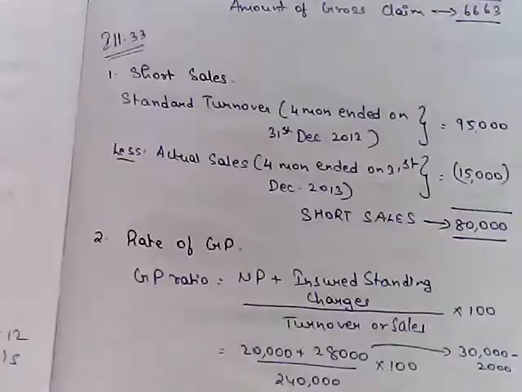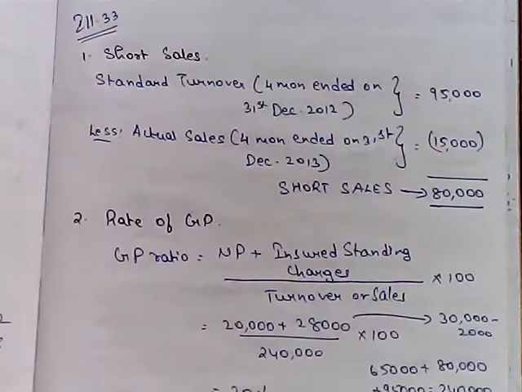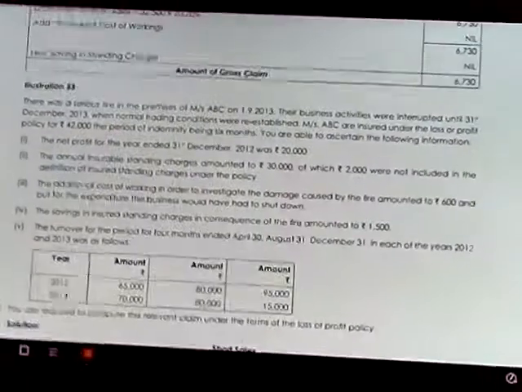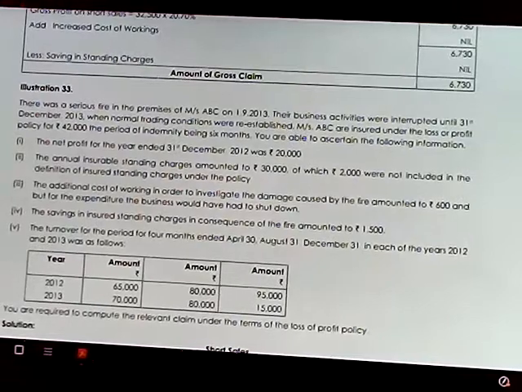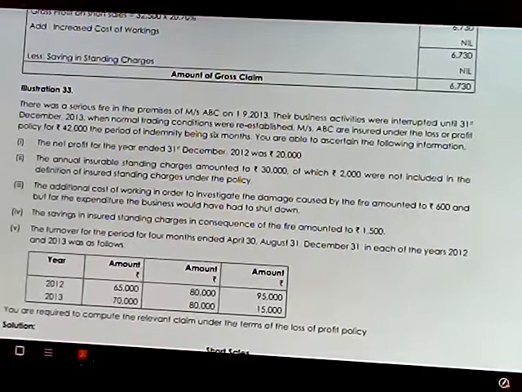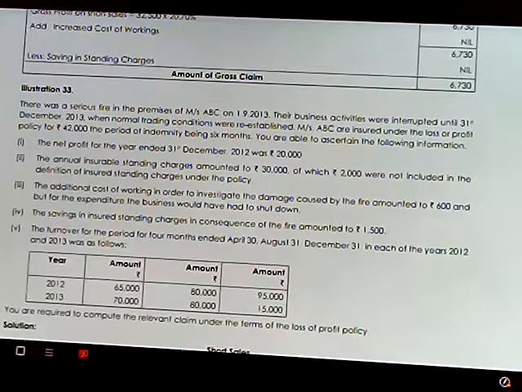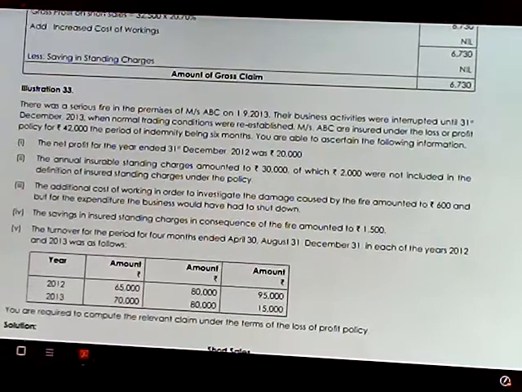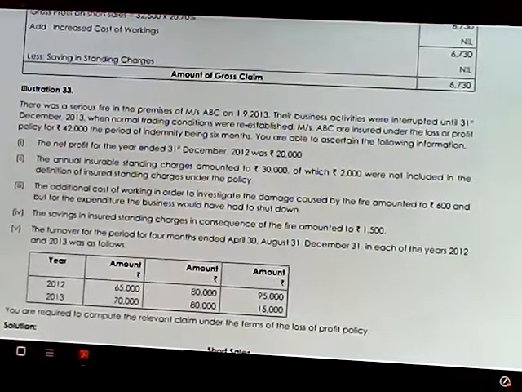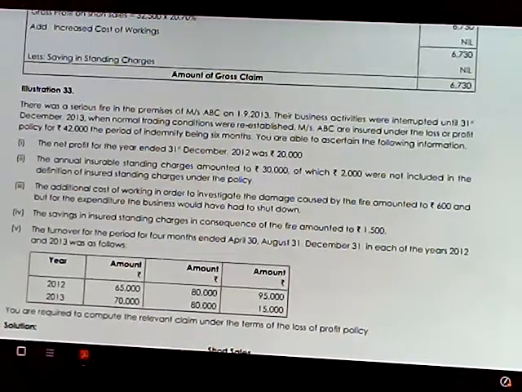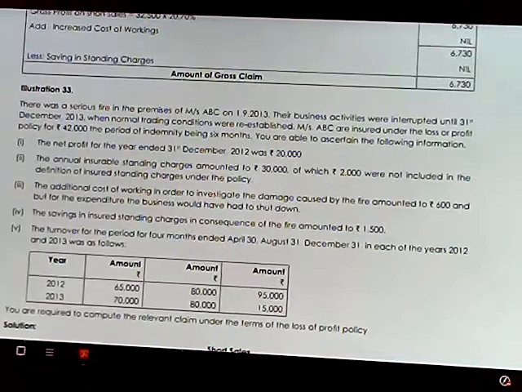Okay. Now moving on to illustration number 33. Before going to the solution, let's read the problem. There was a serious fire in the premises of ABC on 1/9/2013. Their business activities were interrupted until 31st December 2013, when normal trading conditions were re-established. ABC are insured under the loss of profit policy for 42,000. The period of indemnity being 6 months. You are able to ascertain the following information.